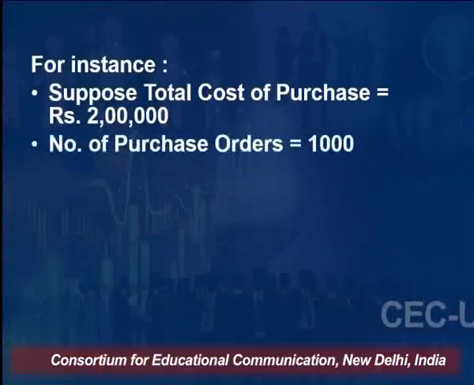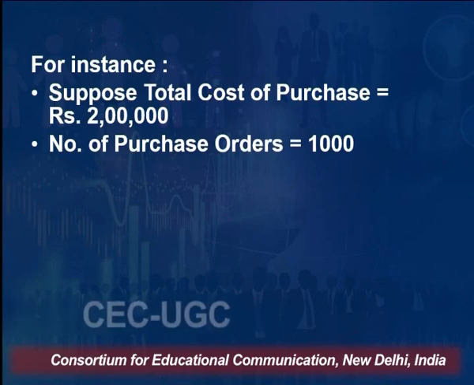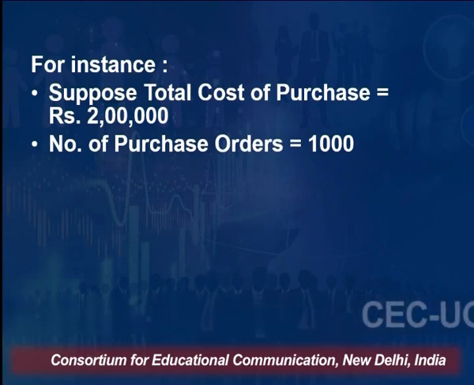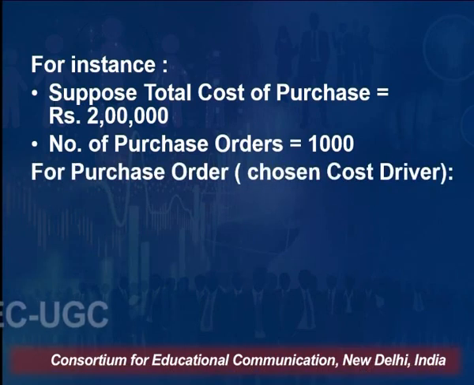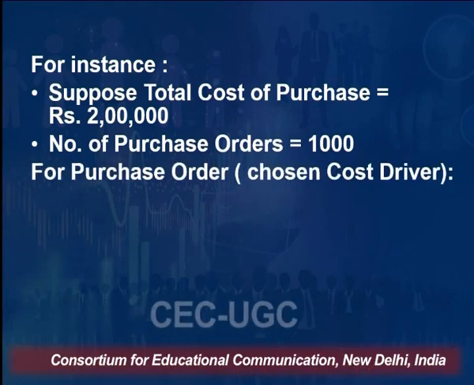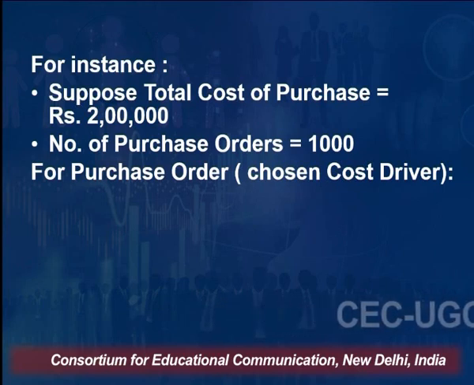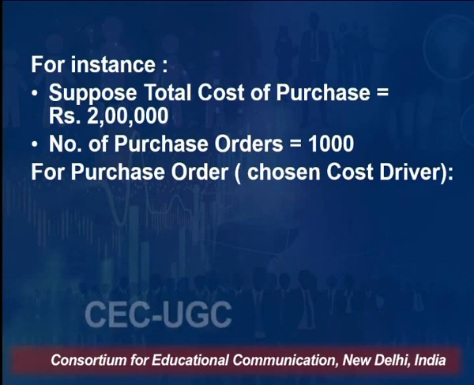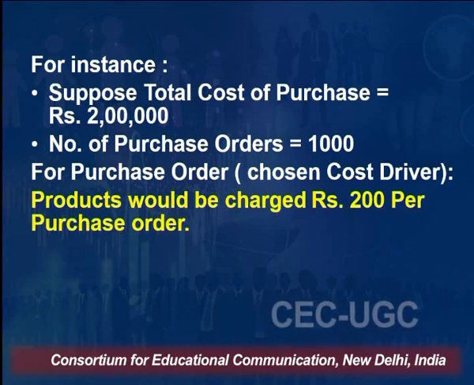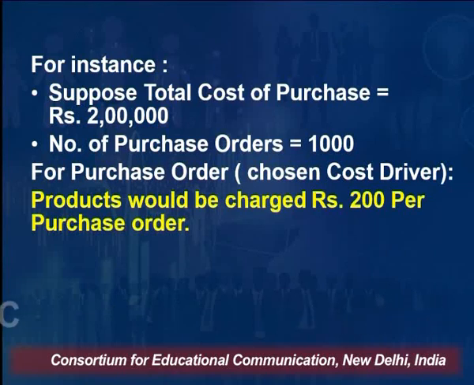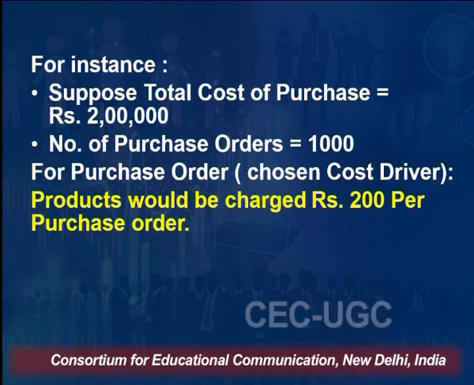Suppose I have to give an example: total cost of purchase is rupees 2 lakh and the number of purchase orders is 1000. So total cost of purchase is 2 lakh and number of purchase orders is 1000. Suppose we have chosen the purchase order as our cost driver. Then the product would be charged rupees 200 per purchase order. Now you must be thinking, how did we calculate? Very simple. Take total cost of purchase and divide it by number of purchase orders. So 2 lakh rupees divided by 1000 gives me a rate of rupees 200.